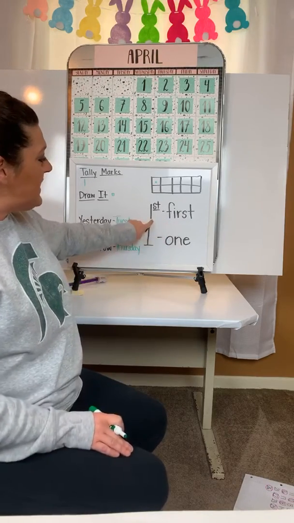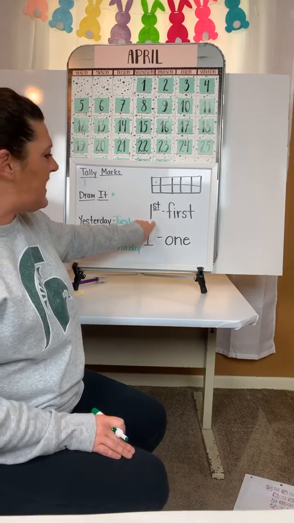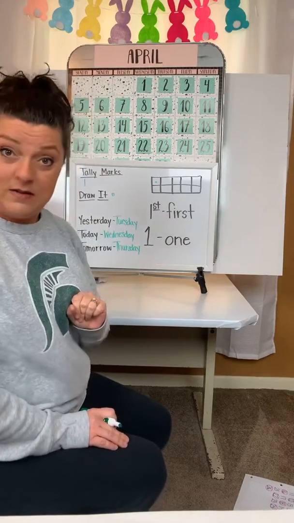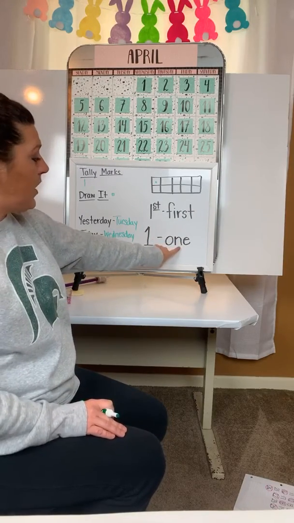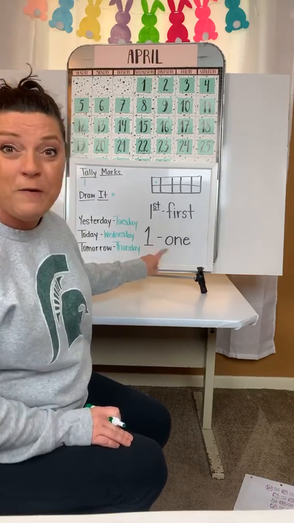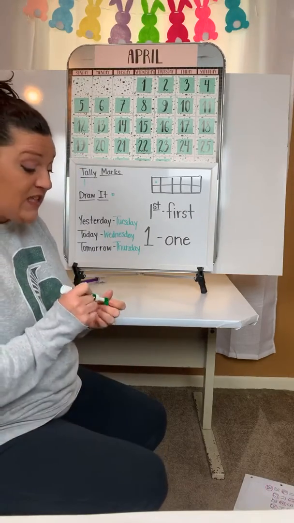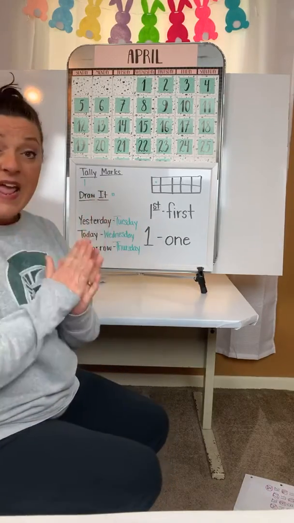All right, so if you see it this way, how do we say that? We say this as first, okay? And then when we're talking about the number, this is what the word looks like. What is this word? 1. Very good, friends. So that is our lesson for today for calendar, math, and phonics.